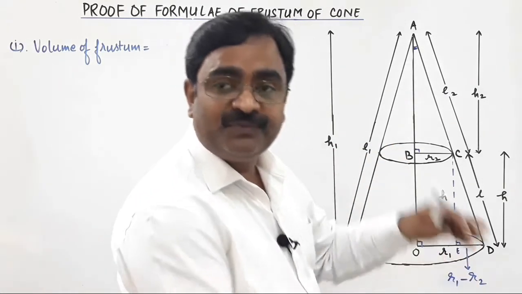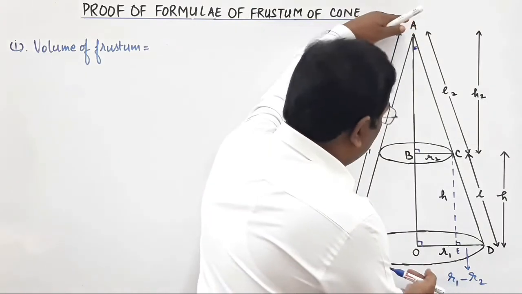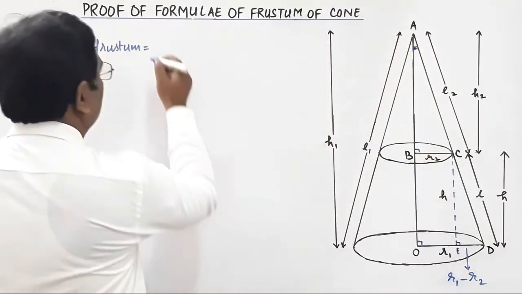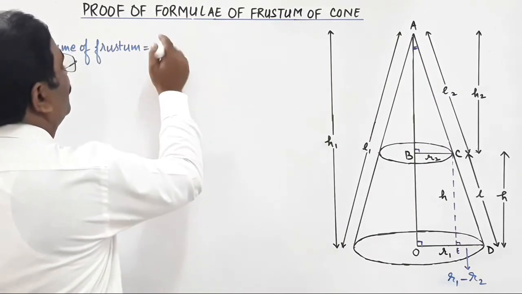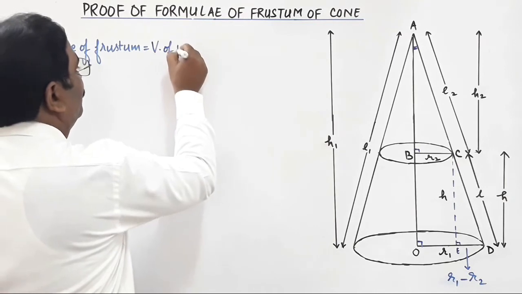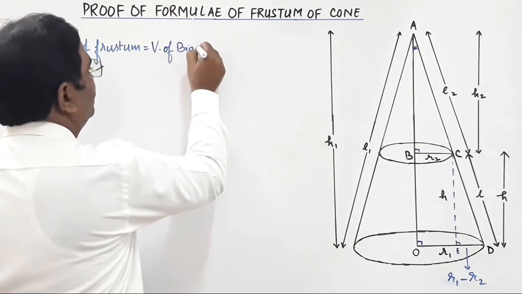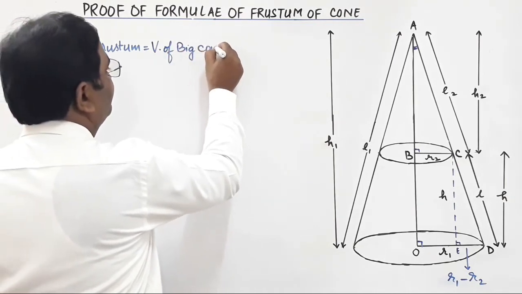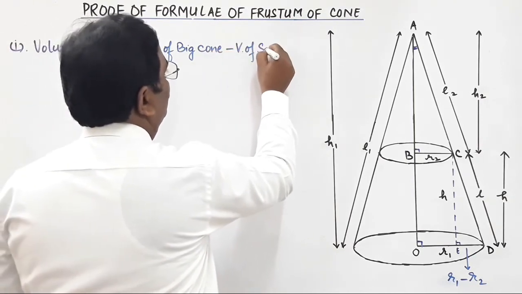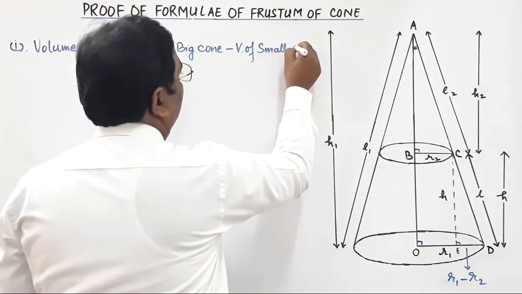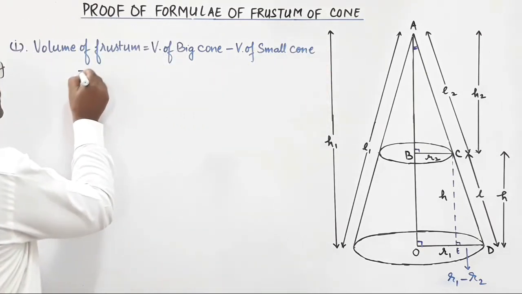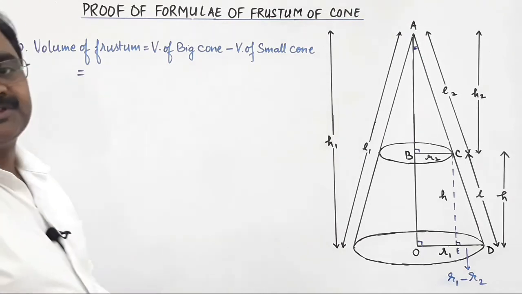So the volume of this frustum is equal to the volume of the big cone minus the volume of the smaller one. So volume of big cone minus volume of small cone. Right, friends? Now let us start proving the volume of the frustum.